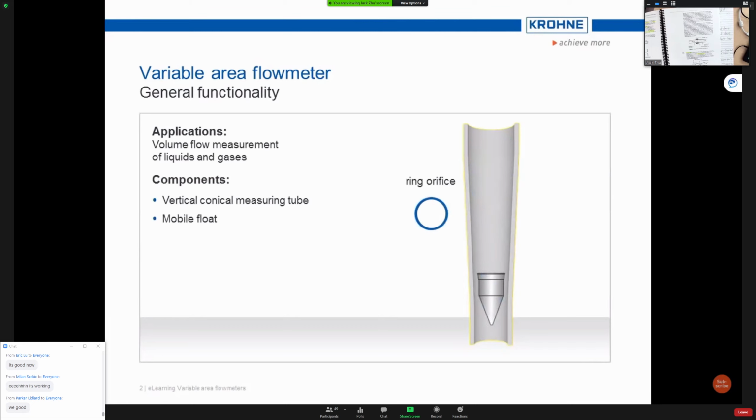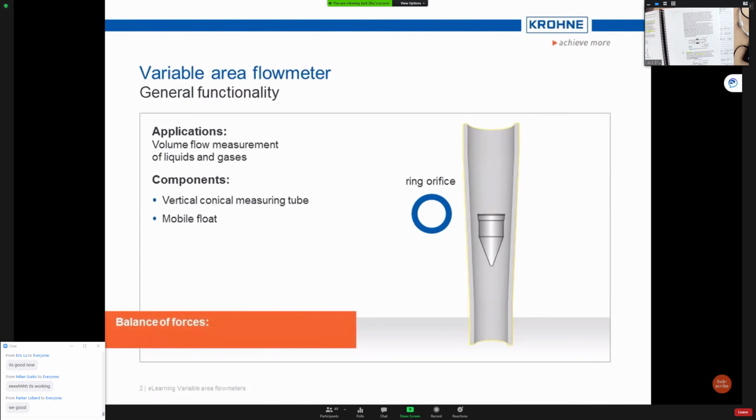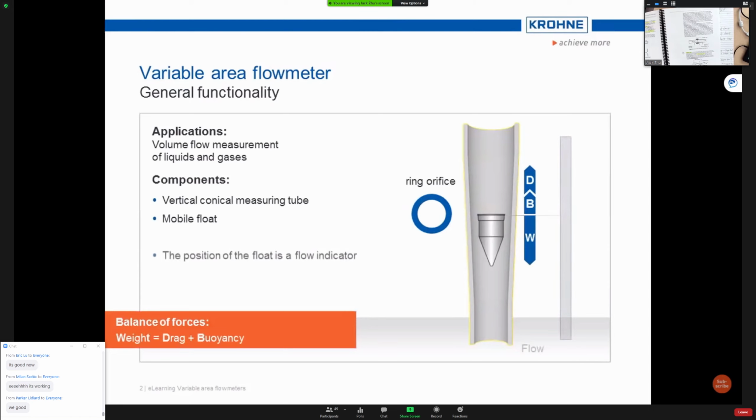When there is no flow, gravity keeps the float at the bottom end of the measuring tube. As soon as the medium flows through the tube from bottom to top, the float rises again, until the acting forces are in balance. I'd like to explain this in more detail. Three main forces act on the movable float. The gravitational force W, weight, operates downwards as the reset force, whereas the buoyancy force B and the flow force D, drag, work in an upward direction.